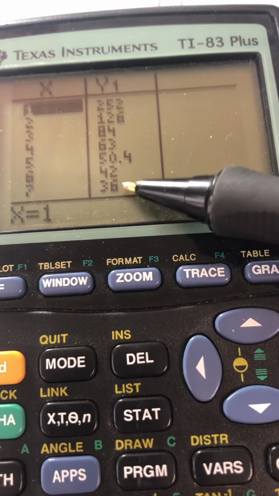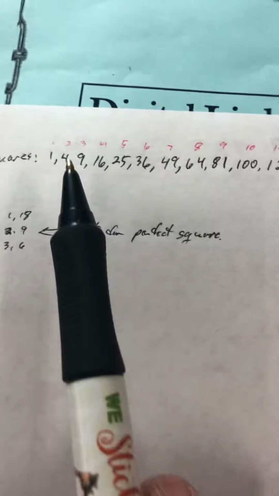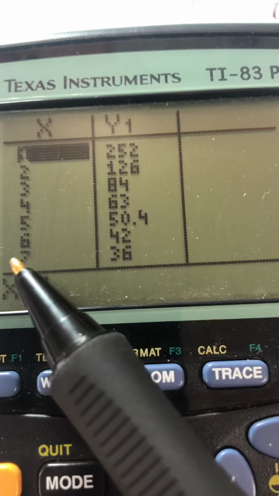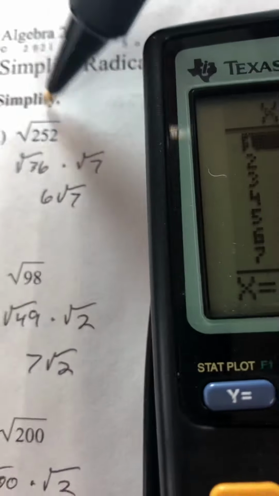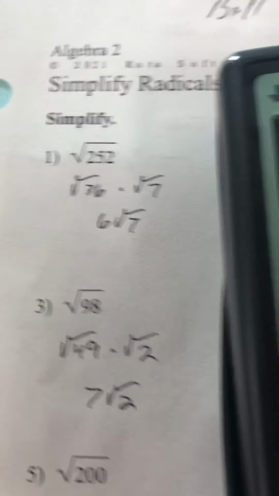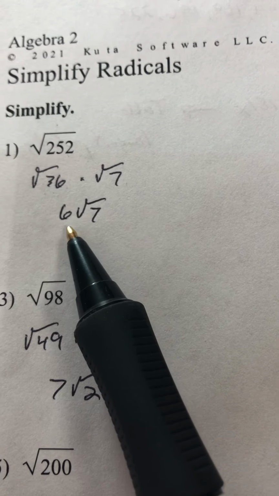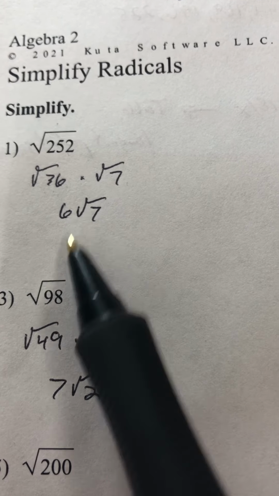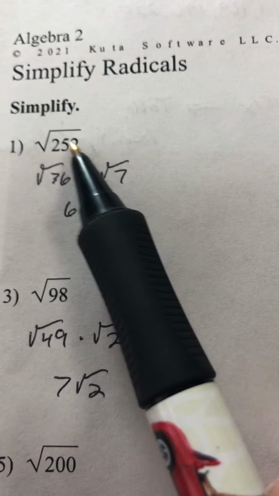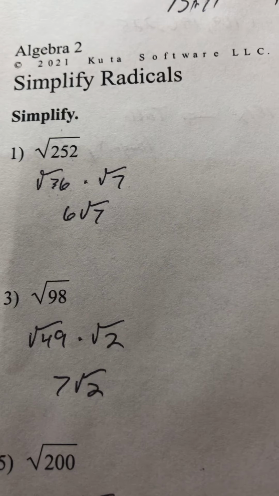What we're going to look for is one factor that's going to be a perfect square. And how do I know? Well, use this list that's back here, this perfect square. Notice I found 36. And 36, if you multiply it by 7, 36 times 7 gives you that 252. So if you take the square root of 36 times the square root of 7, you'll get the square root of 252. Now, the square root of 36 is 6, so I just bring that out, and I leave the square root of 7. So this radical simplified is 6 square root of 7.